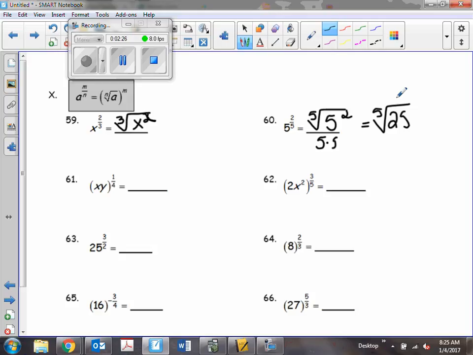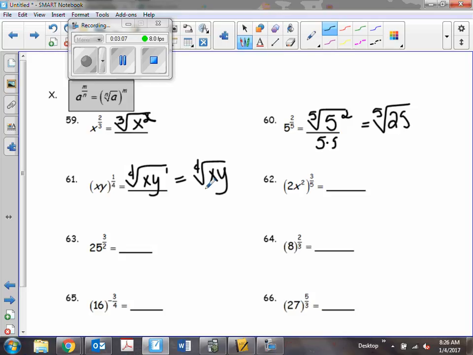If I take a look at number 61, this is saying xy all raised to the 1/4. If I rewrite this again, the bottom goes with the radical. So this is saying the fourth root of xy raised to that first power. Anytime I'm raising anything to the first power, I don't actually have to rewrite it. So I can just write this as the fourth root of xy. And I cannot simplify this down anymore because that 4 is saying they need groups of 4. And since x is just x and y is just y, we can't pull anything out.